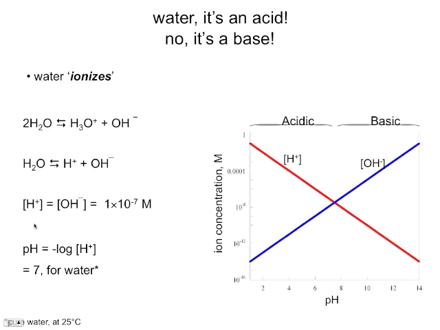So here's a definition of pH. pH is defined as the negative log of the hydronium ion concentration. Well, if this is the hydronium ion concentration and we take the negative log of that number, what we get is a pH of 7. So that's why water is at pH 7 most of the time.